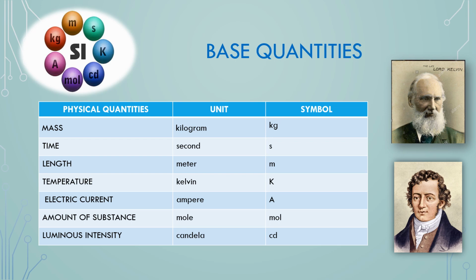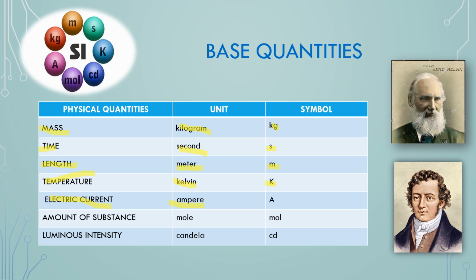When you were in Form 5, you studied 5 basic quantities. They are mass, time, length, temperature, and electric current. Kilogram, second, meter, Kelvin, ampere are called base units. In the symbols of the base units, you will realize that kilogram, second, and meter are in small letters, but capital K, which is Kelvin, is in capital letter.